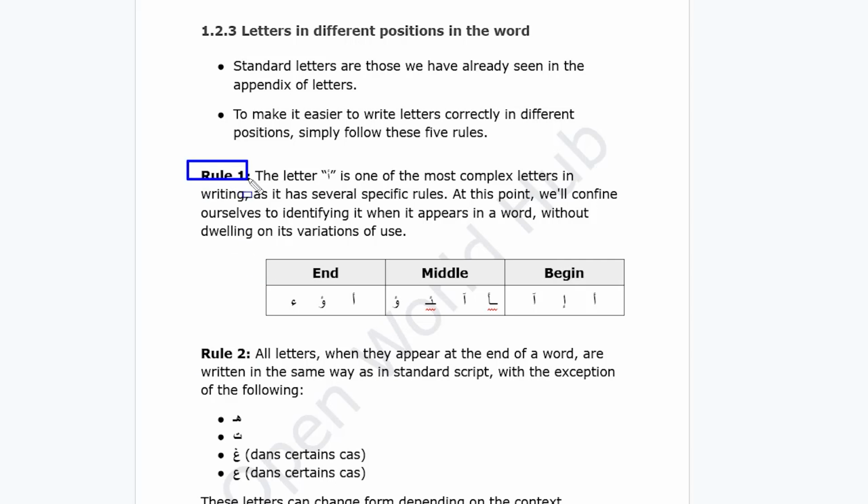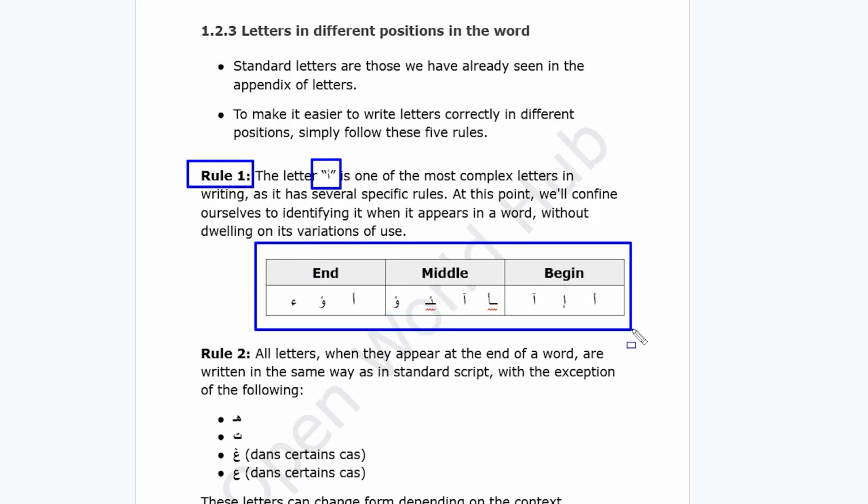Let's start with rule number 1. Rule number 1 is related to the letter A. A is one of the most complex letters in writing. At our current level, no worries. It's not important to write the letter A correctly. Just try to identify it inside the word. Letter A can be written in the beginning of the word following these forms, in the middle following these forms, and at the end following these forms. So at our current level, just identify the letter inside the word, it's enough.